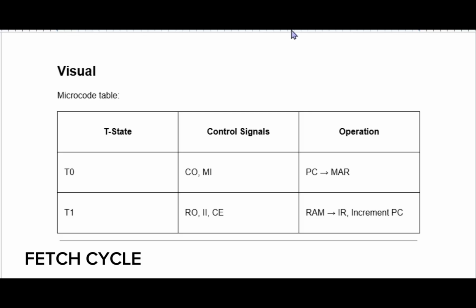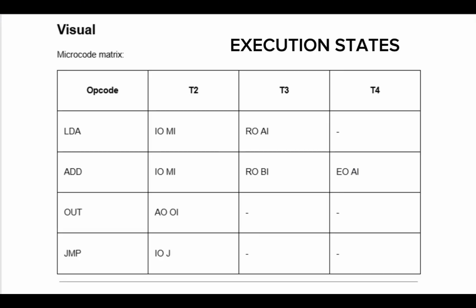At T0, the program counter outputs an address and loads it into the memory address register. Then at T1, RAM outputs the instruction and loads it into the instruction register while the program counter increments. After fetch, execution happens in T2 through T4 depending on the opcode. Different instructions activate different control signals through microcode.